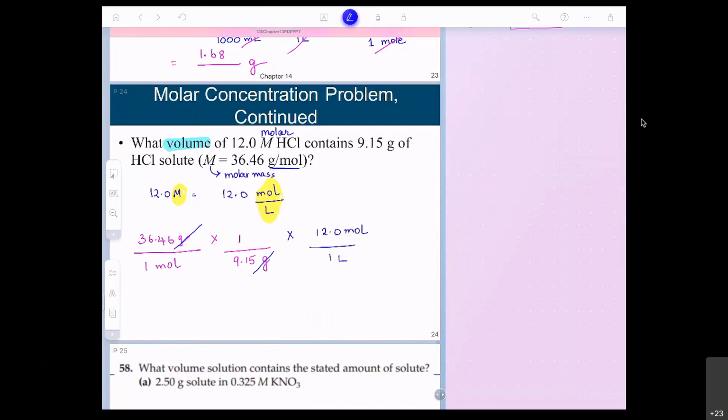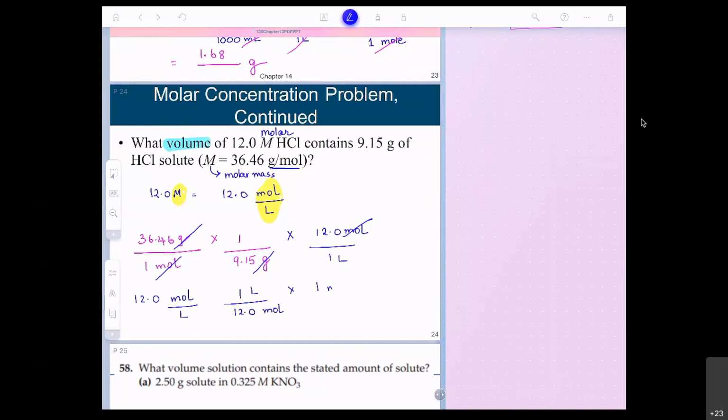So now what happens is your moles is getting canceled. Your liter will be on the bottom, and you really want to have the liter on the top. So we have to start setting it up differently. This is going to be 12 molar, which is 12 moles over liter. You want to invert that. So what you want to do is 1 over 12.0 liter over mole. So set it up like that.